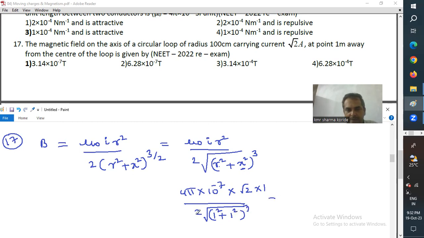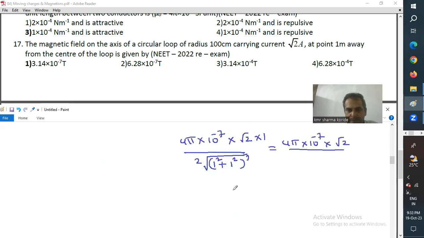So what you can write is 4 pi into 10 to the power of minus 7 with the root 2. Then this is going to be 2, and inside it is going to be 2 cube. Inside it, 2 cube means what? It is root 8. 1 plus 1 is 2, 2 cube. So inside the root it is 8. Root 8 can also be written as 2 root 2.